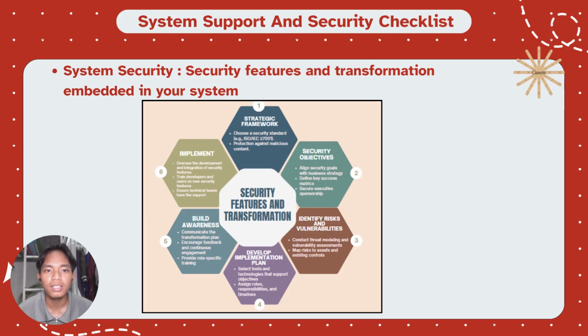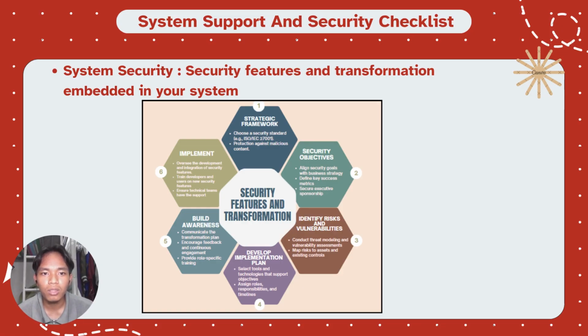The next one is identify risks and vulnerabilities. It conducts assessments to understand the threats and weaknesses in your system. Map these risks to your assets and evaluate how they interact with your existing security controls. Okay, the next one is develop implementation plan. It clearly assigns roles, responsibilities, and timelines to ensure everyone knows their part in the process.